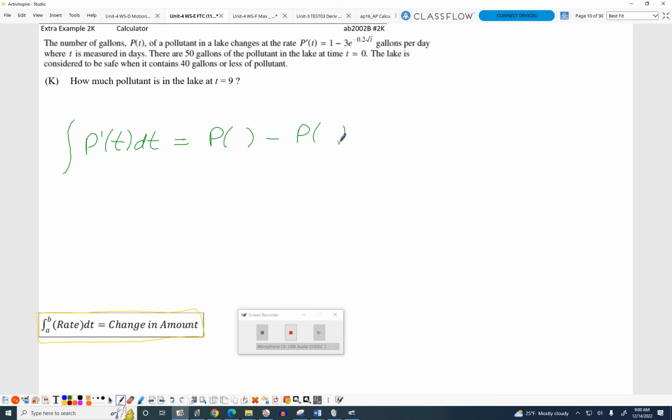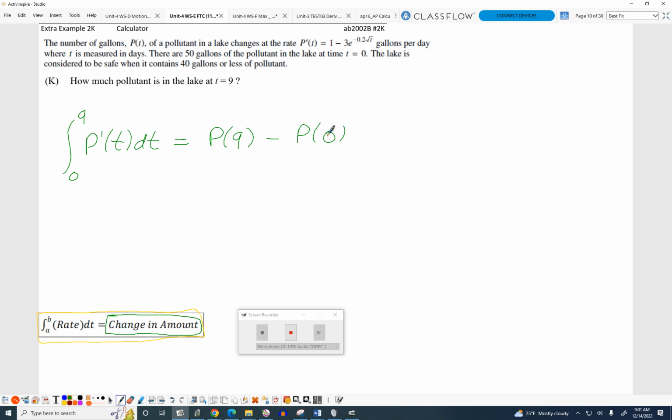Okay. So Mary, when we integrate the rate, it's going to tell us how much the pollution level changed. So we've got to know a time period we should be thinking about. Based on the problem, what time period would you think we should be focused on? From time 0 to time 9. 2 points. So time 0 to time 9. 2 points for Mary.